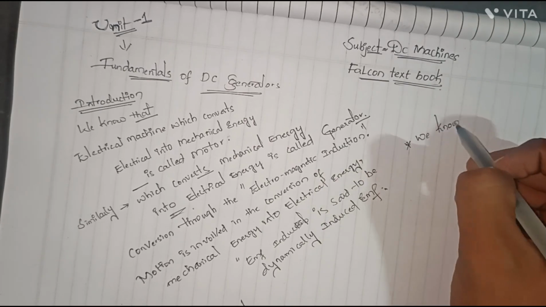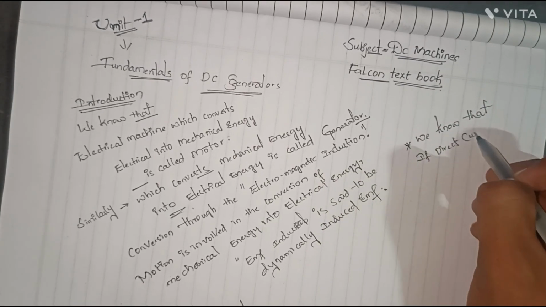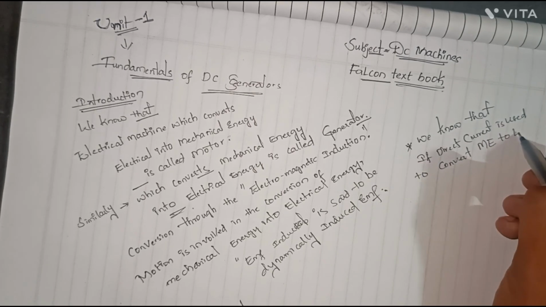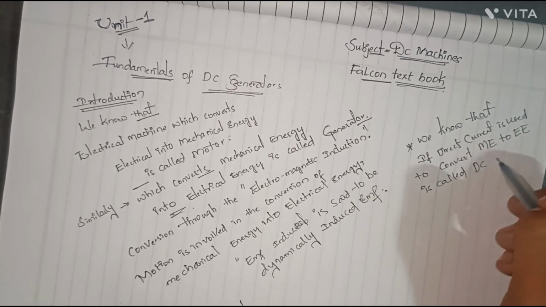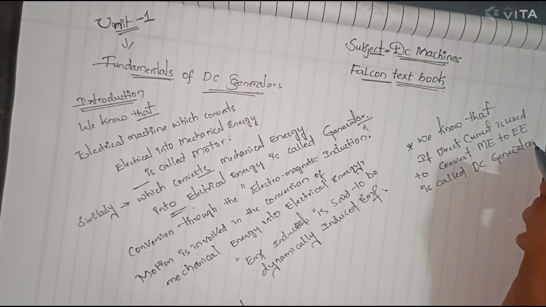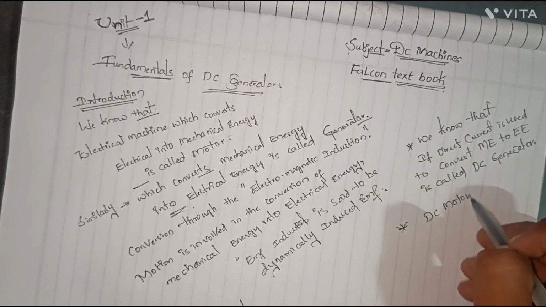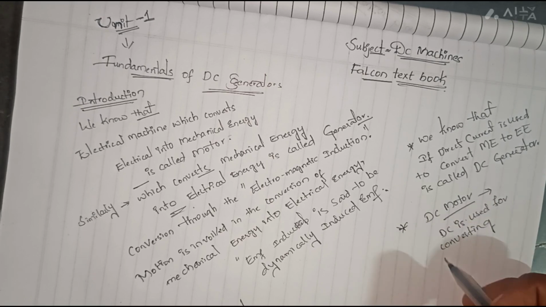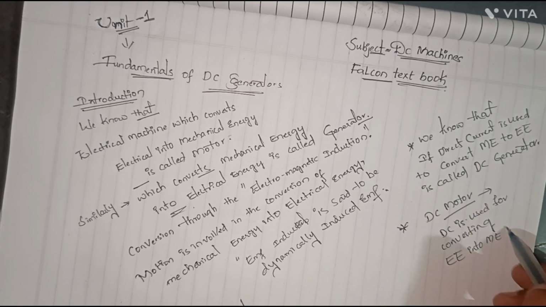One thing we have to remember: if direct current is used to convert mechanical energy into electrical energy, it is called a DC generator. Similarly, a DC motor means that direct current is used for converting electrical energy into mechanical energy.